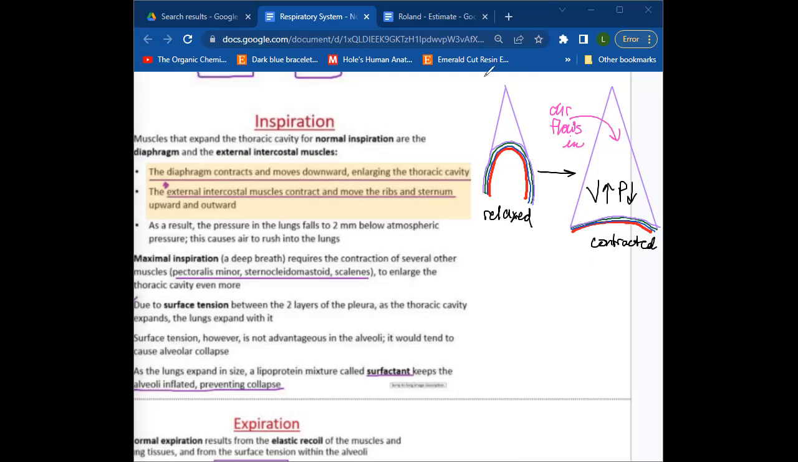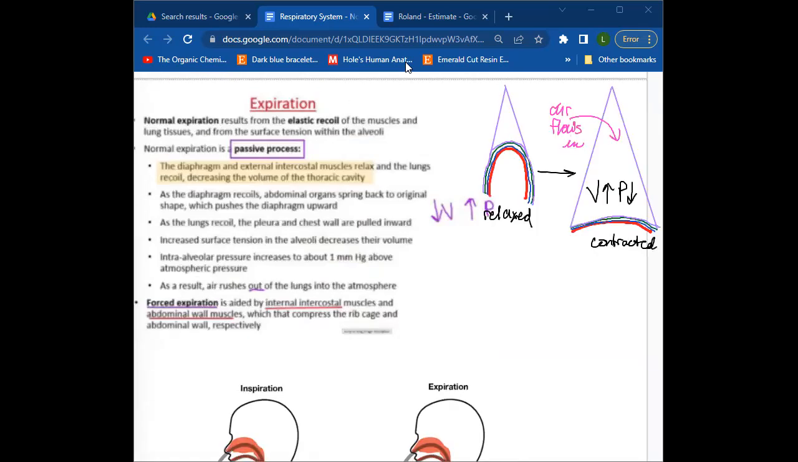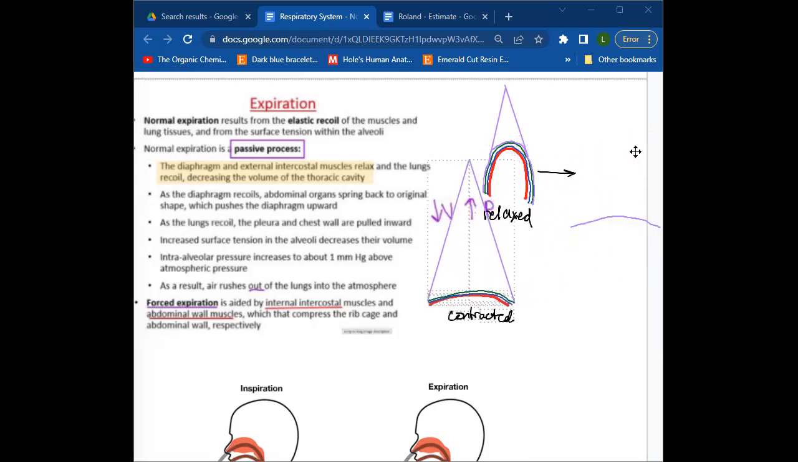Okay, then we need to know what happens during expiration. So it's extremely important to know that expiration is actually passive, meaning that all that your body has to do is relax. So basically, the reverse is going to happen here. After inspiration, everything starts off contracted.